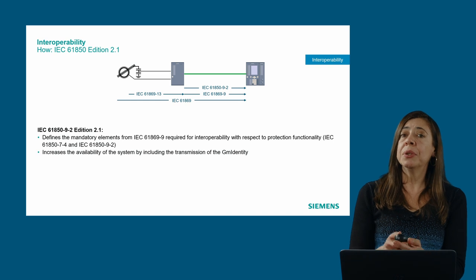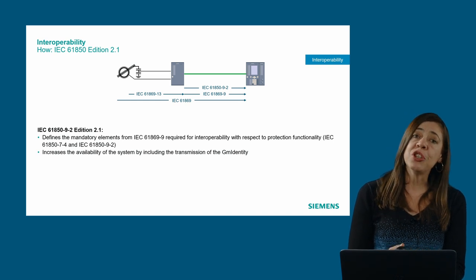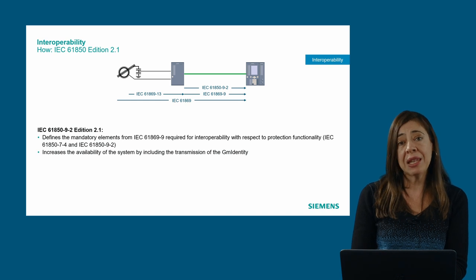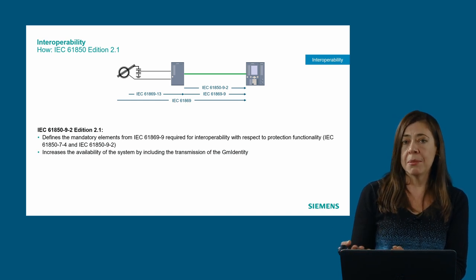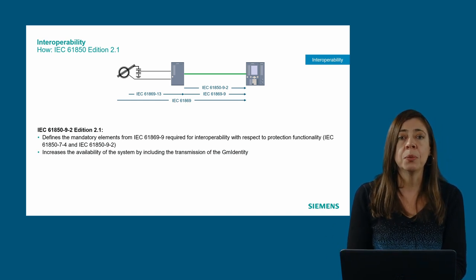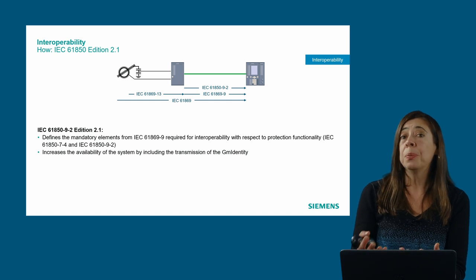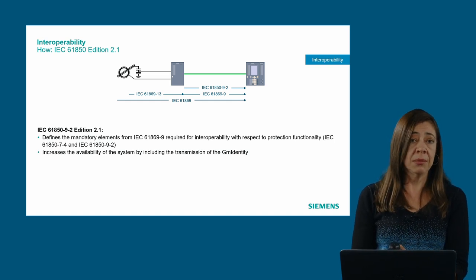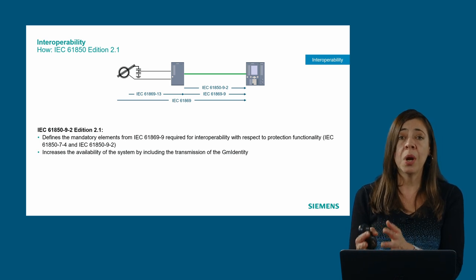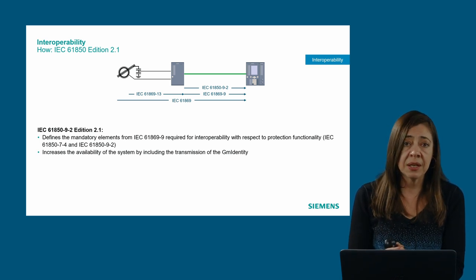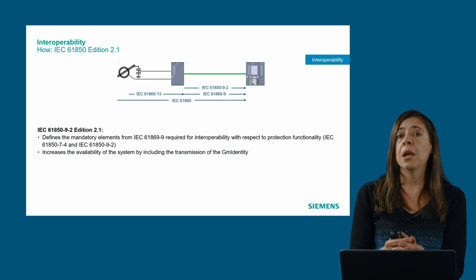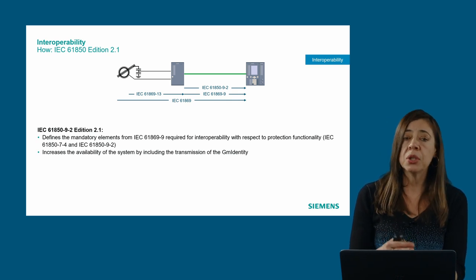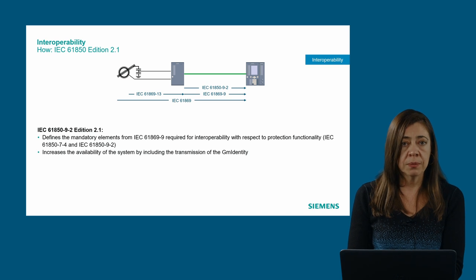So what we have done now is, in the edition 2.1 of the IEC 61850, we have integrated those mandatory elements in the standard of the instrument transformers, which are supporting the functional interoperability. Meaning, if we use the edition 2.1 of the IEC 61850 standard, we can finally grant both types of interoperability, the communication and also the functional one.